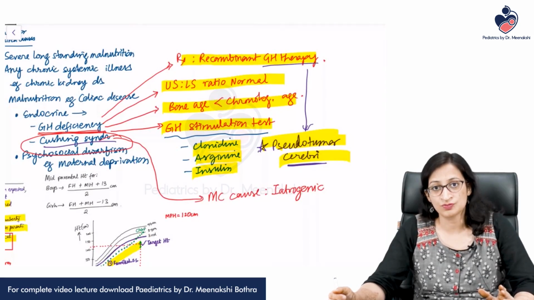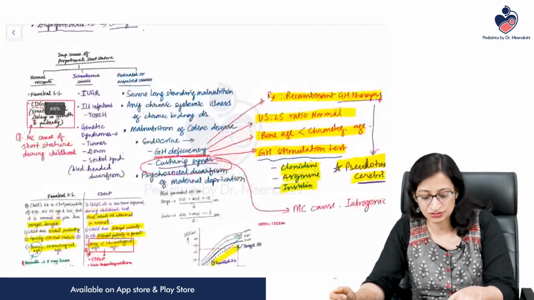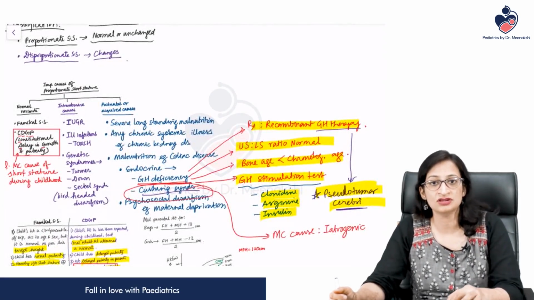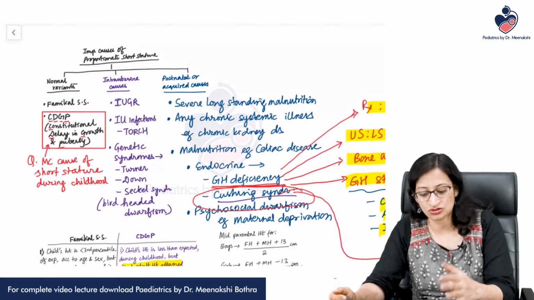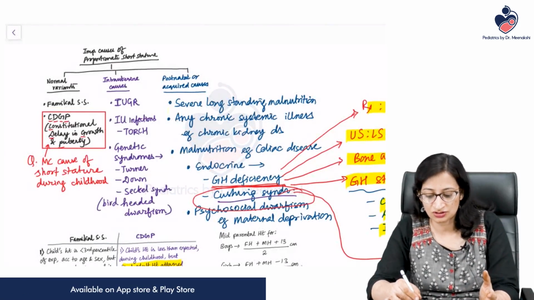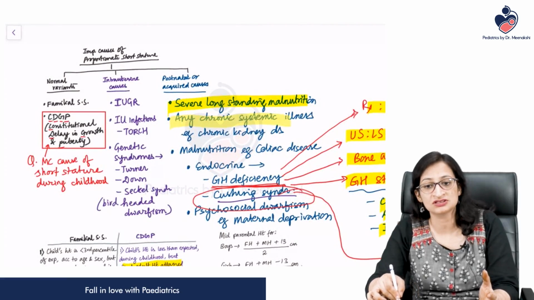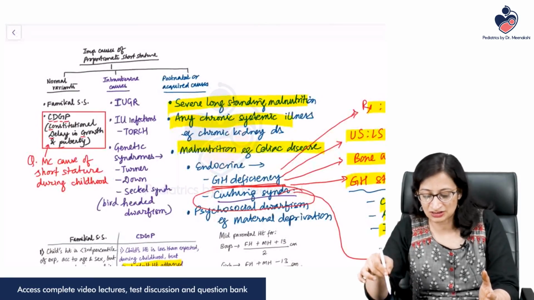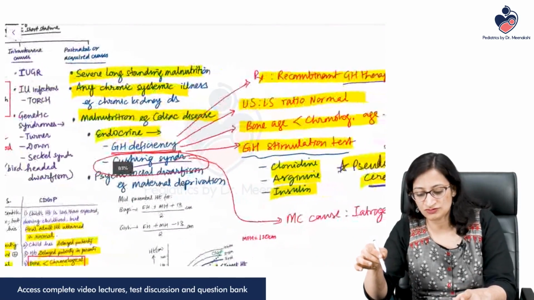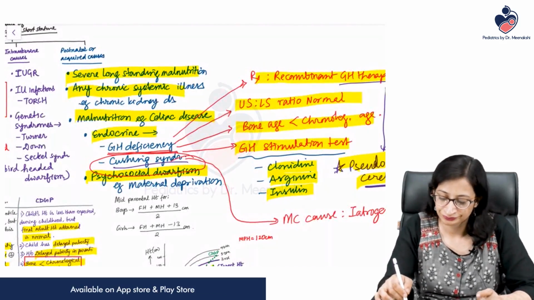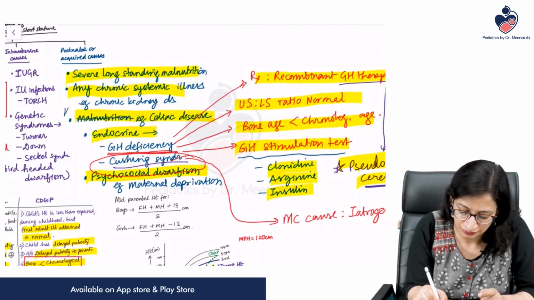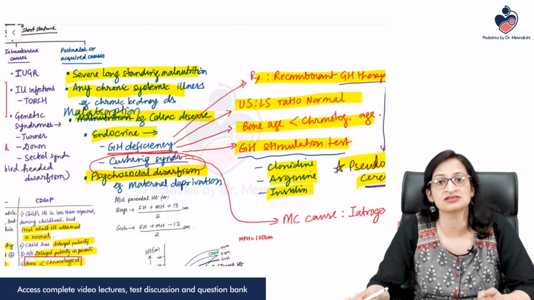So, important causes of proportionate short stature we classified into 3 groups. One group is normal variants. Another group is the intrauterine causes, which includes IUGR, intrauterine infections and genetic syndromes. And the third group is postnatal or acquired causes, which includes severe long-standing malnutrition, any chronic systemic illness, then malabsorption, as seen in celiac disease, endocrine causes like growth hormone deficiency, Cushing syndrome, and psychosocial causes like maternal deprivation dwarfism.